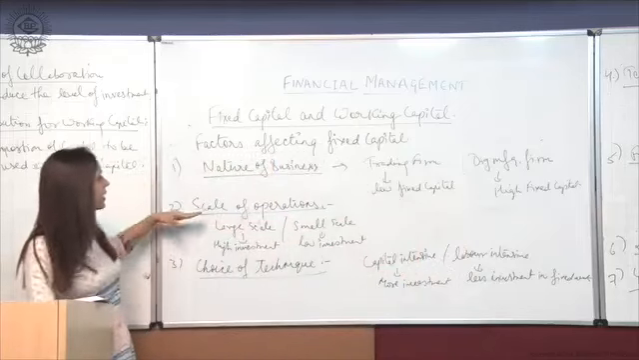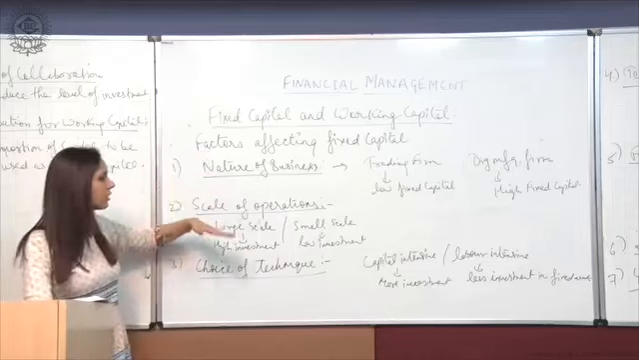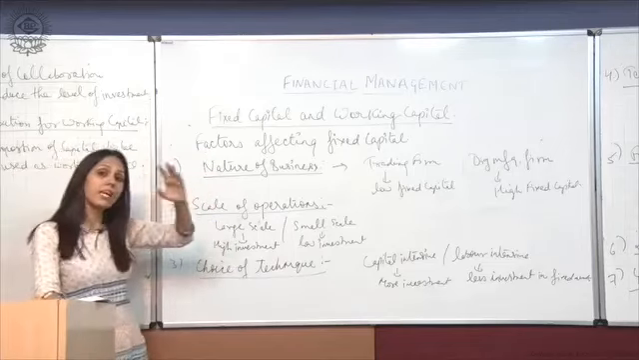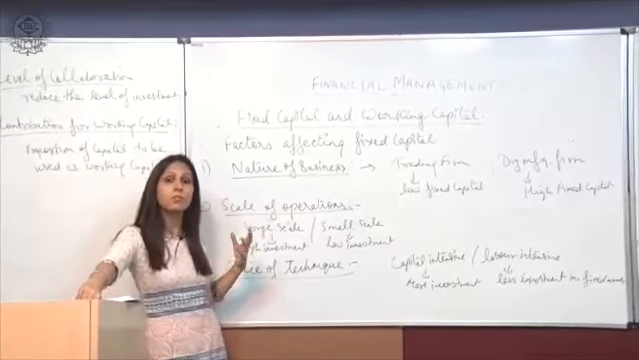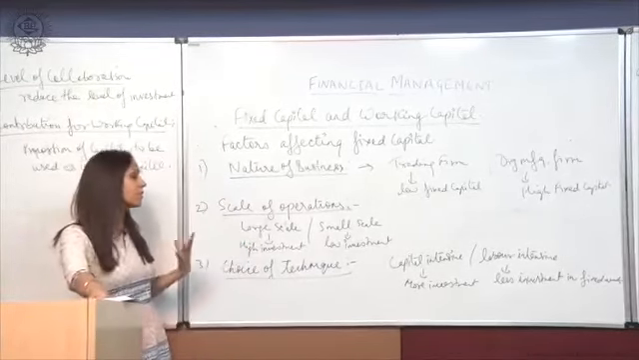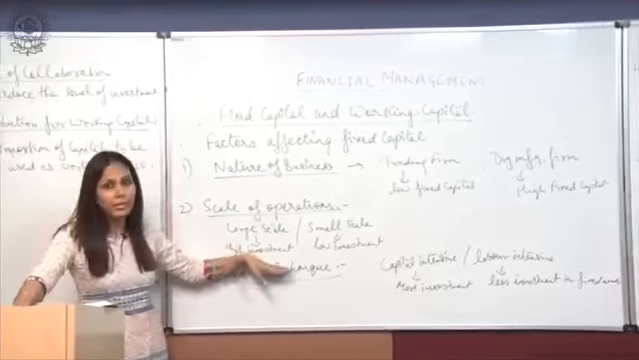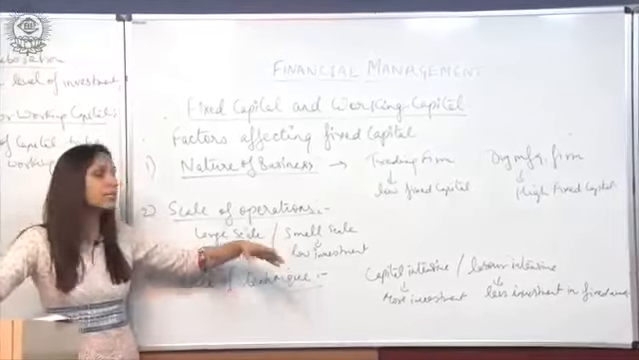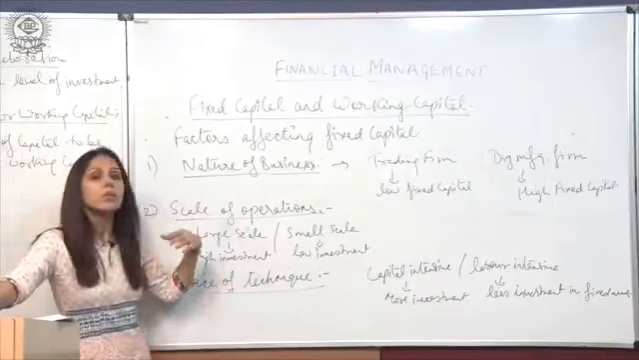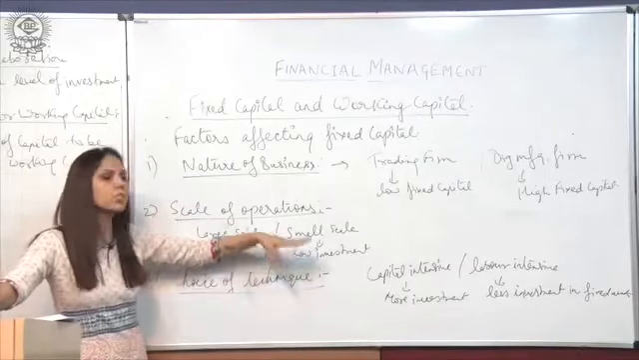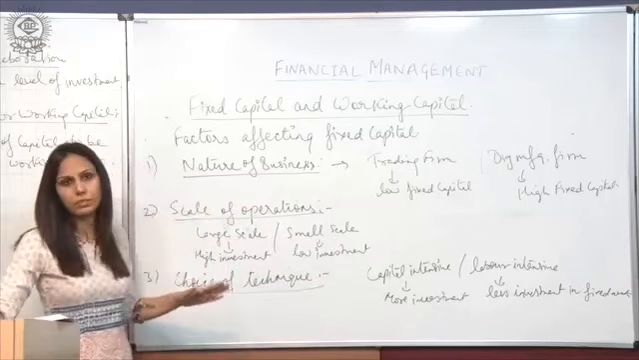Second point is the scale of operations. Now we'll see the scale at which the business is operating. If a company or a business is operating at a large scale, obviously that requires high investment in fixed capital, whereas a company which is small in nature or which is running at a small scale requires low investment in fixed capital, right?